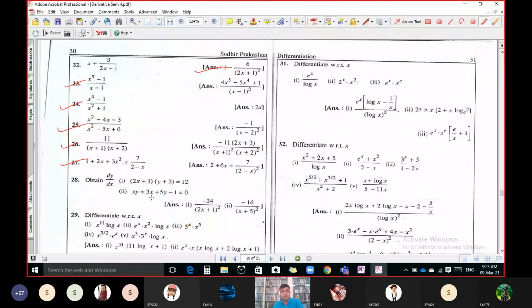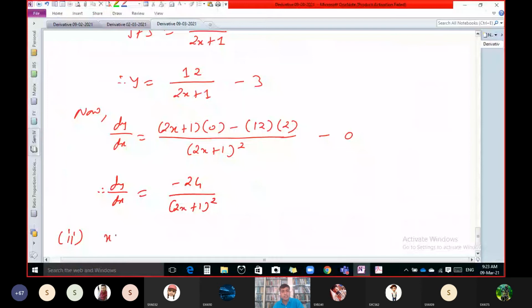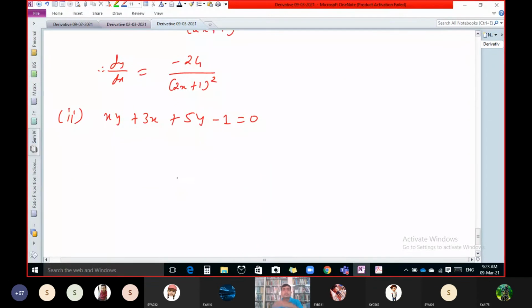The question is xy plus 3x plus 5y minus 1 equal to 0. Okay. Now tell me the first step. Take y terms on one side and x terms on the other side. Correct. So xy plus 5y keep on the left hand side and the remaining terms without y on the other side. So taking 1 to the other side we get minus 1 becomes 1, and plus 3x we take to the other side we get minus 3x.